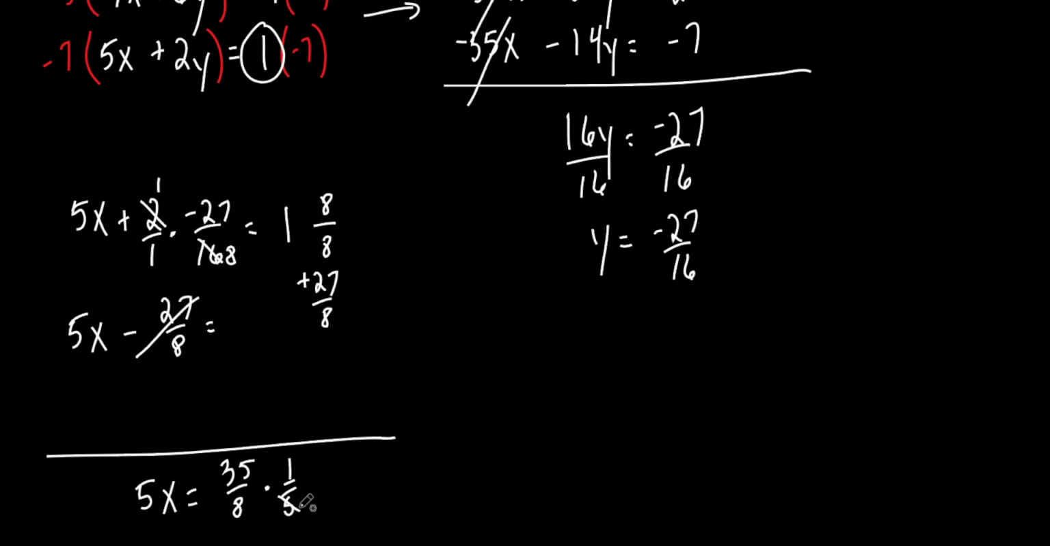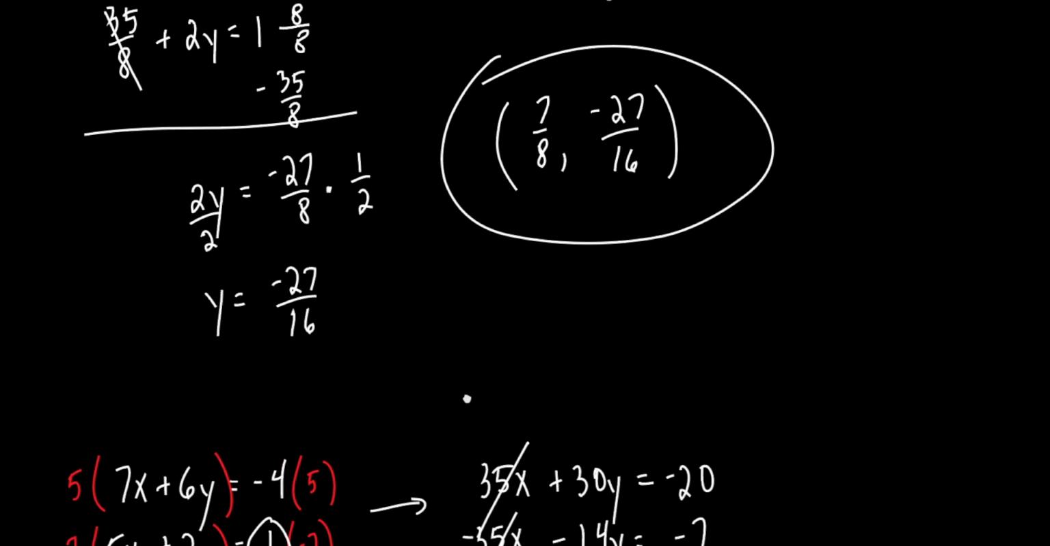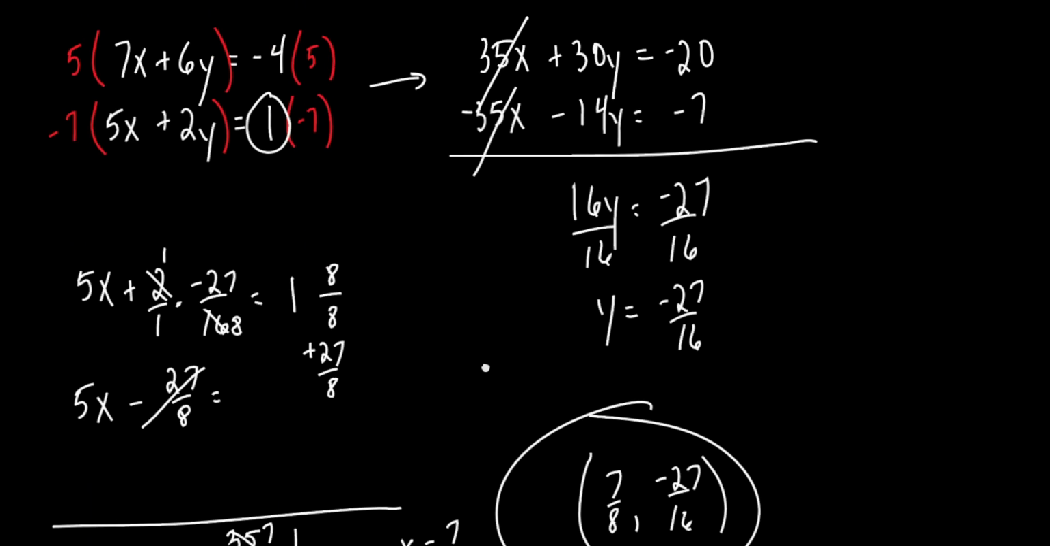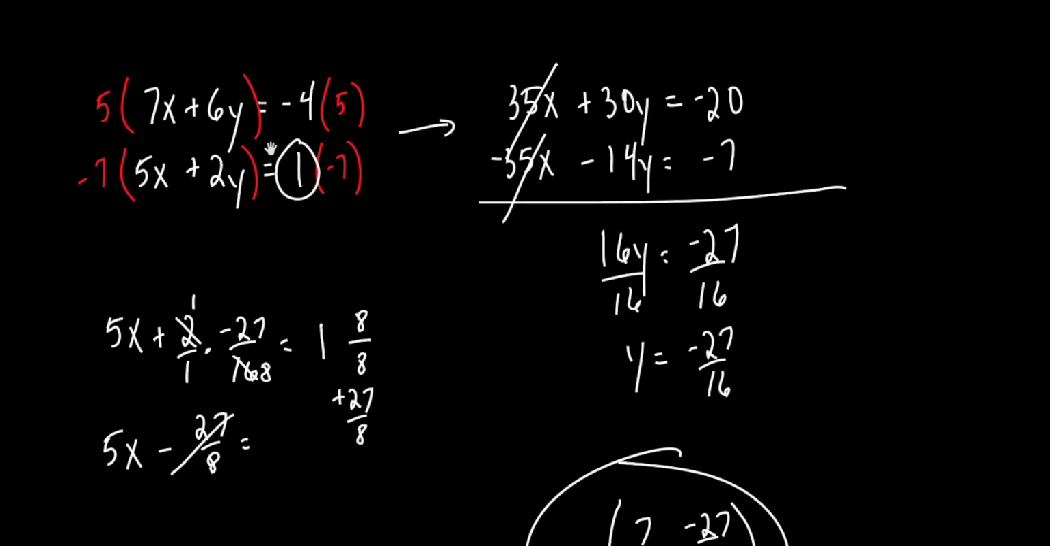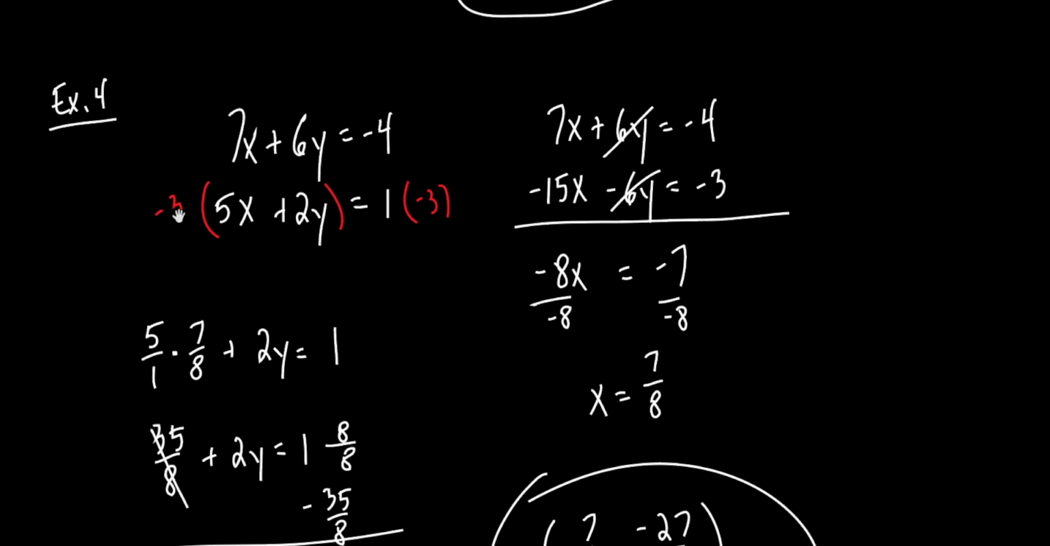And so what happens here? This 5 goes into 35 7 times. So what's x? 7/8. Write the answer: 7/8, negative 27/16. And that can be circled. Does that look familiar? Yep, there it is right there. So on this one, it was fine, but you'd have to multiply both things by a number, right? But after that, it's really not that much more difficult. But at least on this one, you only had to multiply one of the equations by a number. All right, so if it was me, I'd probably do it this first way right here.